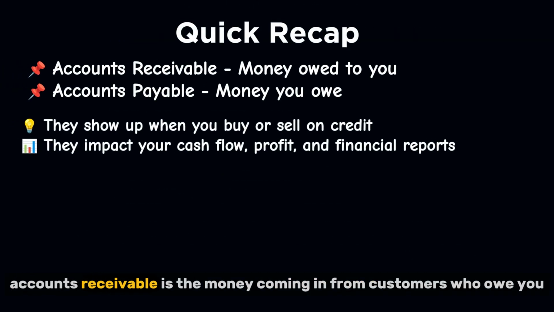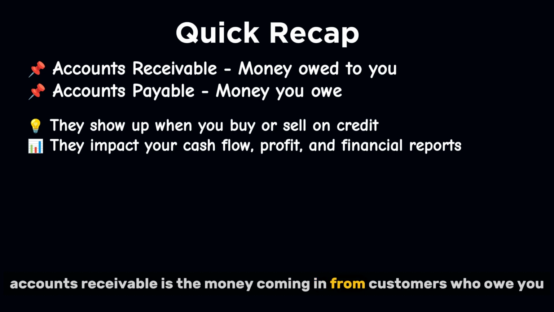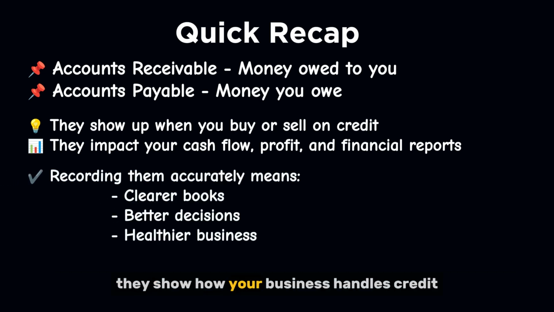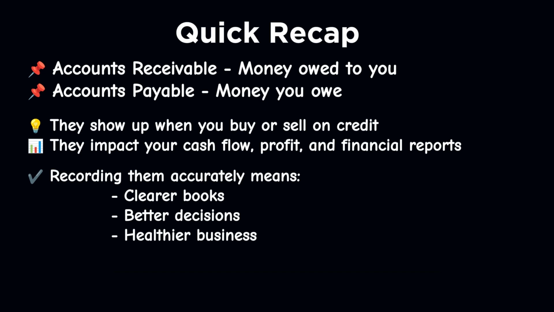Let's do a quick recap. Accounts receivable is the money coming in from customers who owe you. Accounts payable is the money going out to suppliers you owe. They show how your business handles credit, and they're essential for tracking cash flow, staying organized, and getting accurate reports.